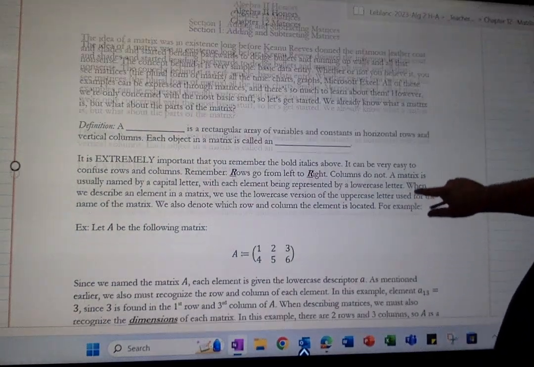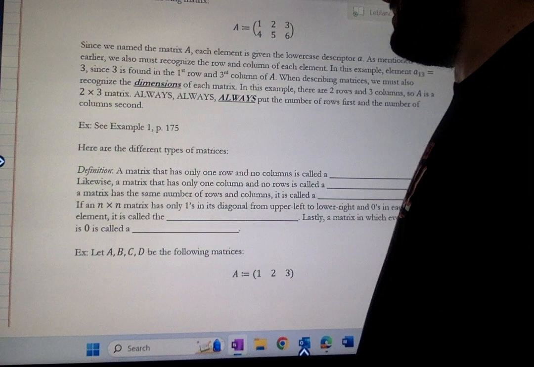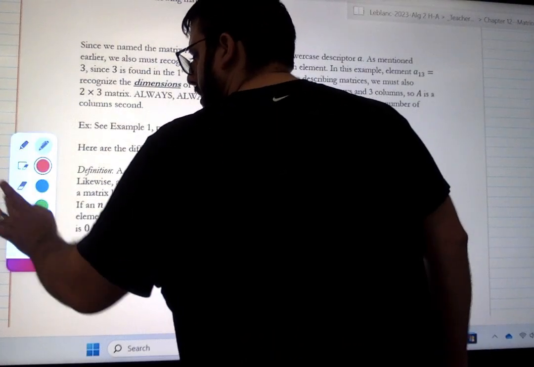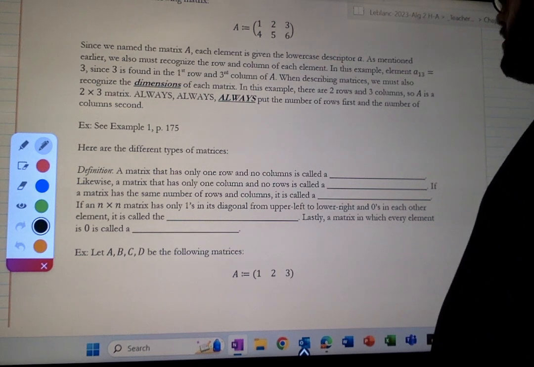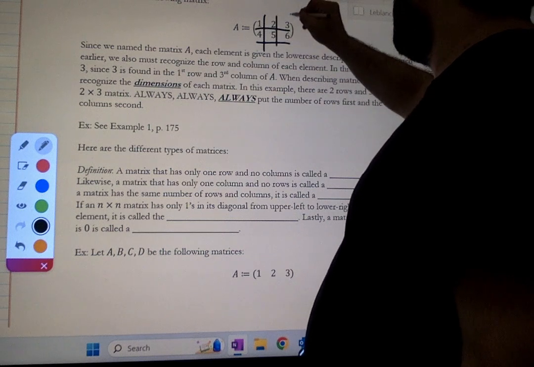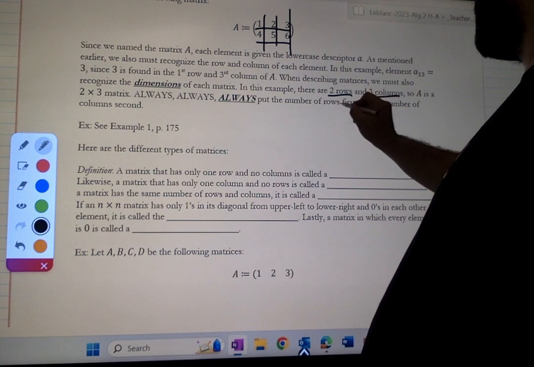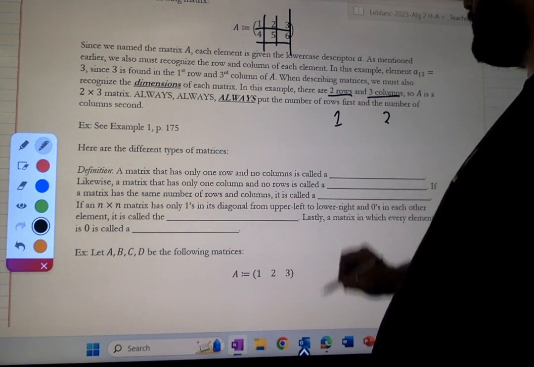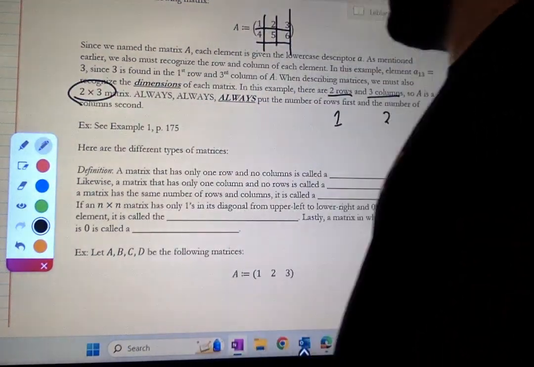Okay. We also don't just describe a matrix by its elements. We can also describe it by its dimensions. For example, in matrix A, there are 2 rows and 3 columns. Because there are 2 rows and 3 columns, remember this goes first and this goes second. Rows always come first. Columns always come second. That makes this a 2 by 3 matrix.